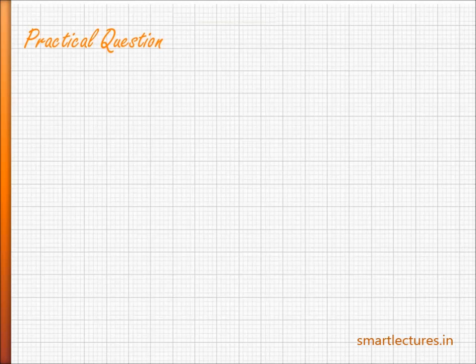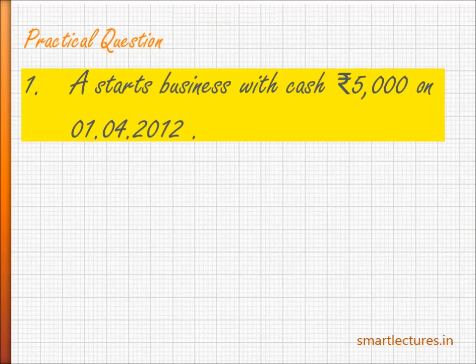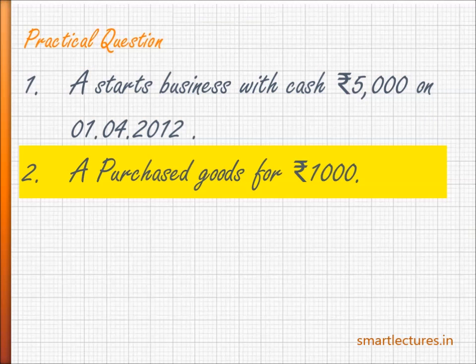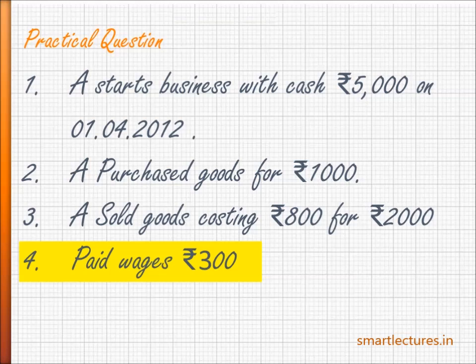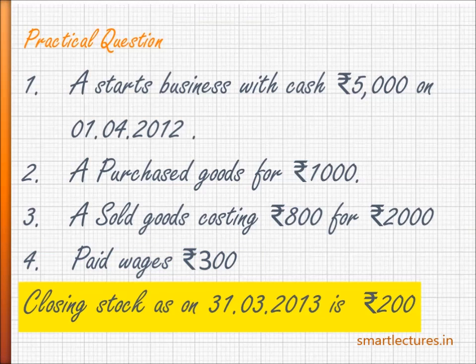A starts business with cash rupees 5,000, purchases rupees 1,000, sales costing rupees 800 for rupees 2,000, paid wages rupees 300, closing stock as on 31st March 2013 rupees 200. So let's draw journal entries.